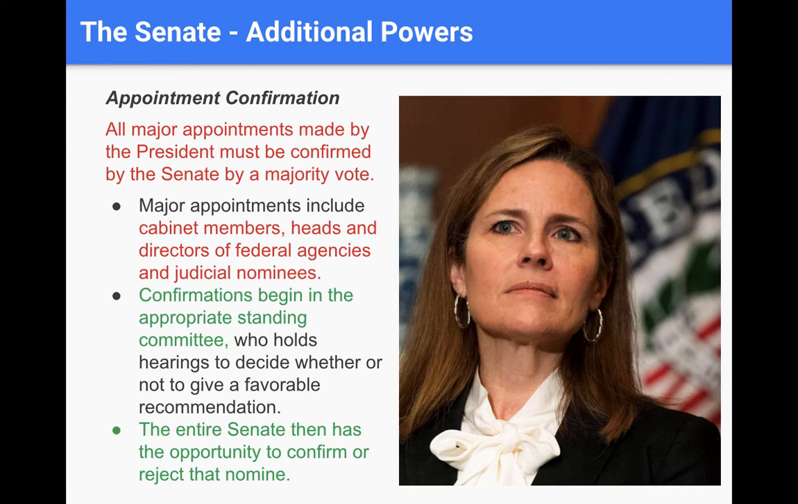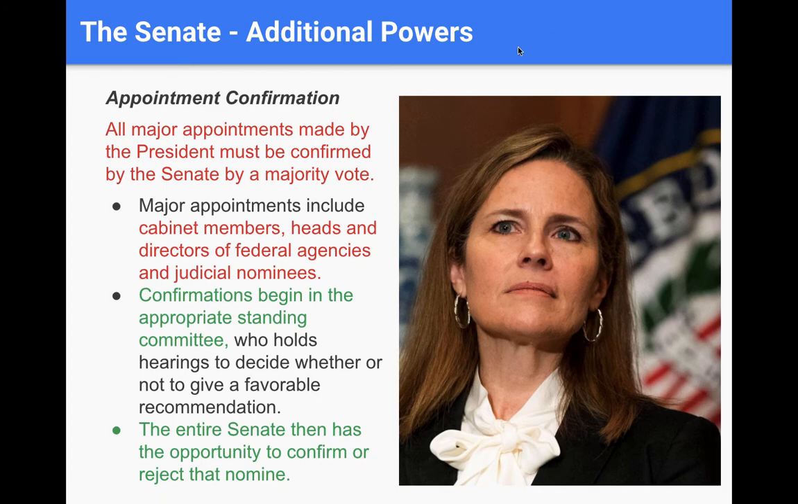Right? A lot of those decisions are going to be made by the executive branch in enforcing the law. And in order to enforce the law, you have to have individuals there to actually do it. So the Senate is going to confirm a lot of the people who are going to be in charge of those areas. Some of those major appointments include cabinet members, heads and directors of federal agencies, and judicial nominees. All federal judges have to go through the nomination process and confirmation process. The president appoints, the Senate confirms.